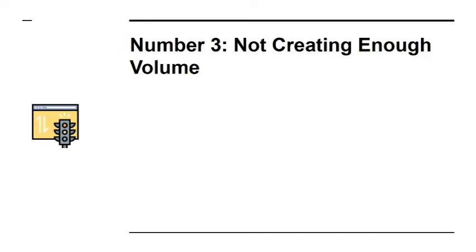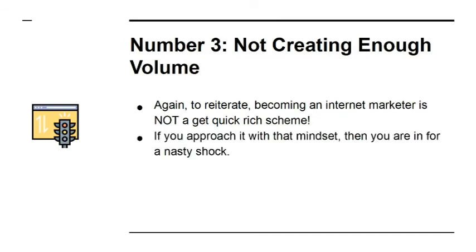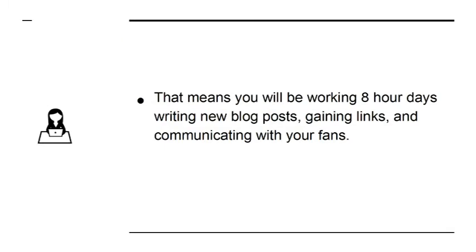Number 3. Not creating enough volume. Again, to reiterate, becoming an internet marketer is not a get-rich-quick scheme. If you approach it with that mindset, then you are in for a nasty shock. To succeed at internet marketing to the point that it becomes your day job, you initially need to treat it like your day job. That means you will be working 8-hour days writing new blog posts, gaining links, and communicating with your fans. This is non-negotiable.